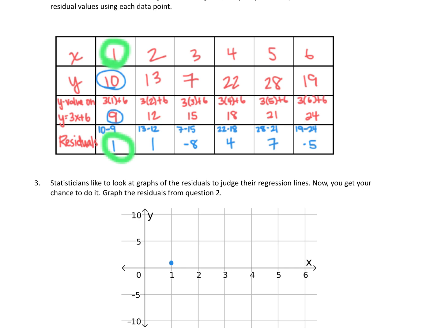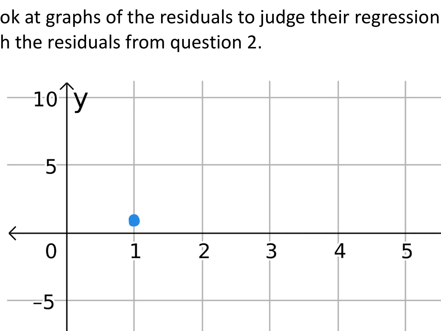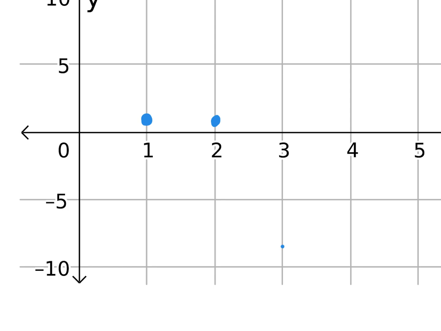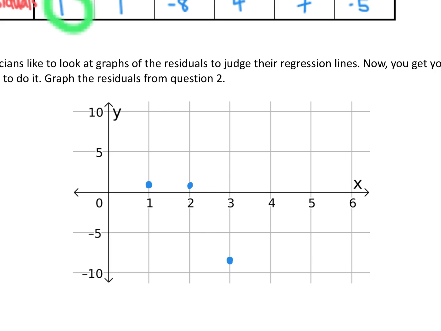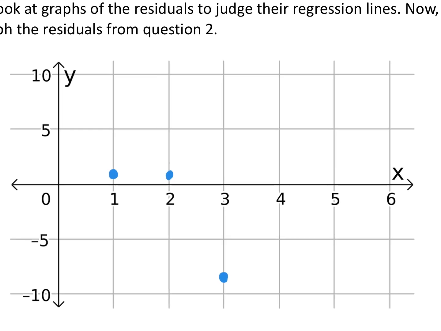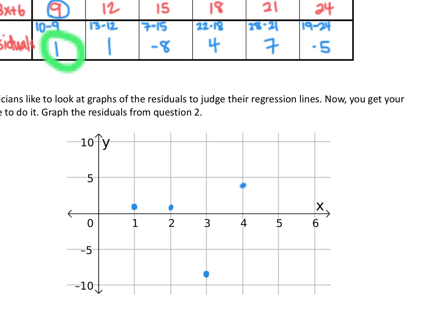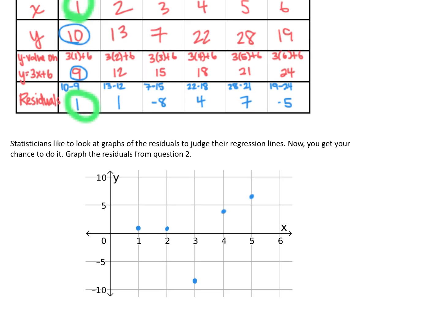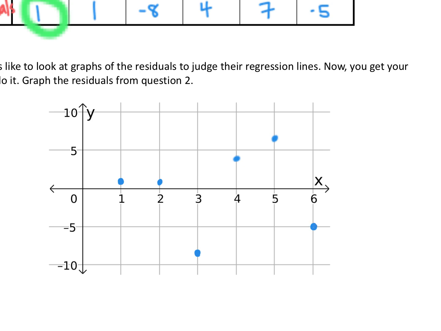And then at 2, our residual is also 1, so put it there. At 3, our residual was -8, so it goes all the way down here. A little bit lower, I think. Yeah, a little bit lower. Okay, at 4, our residual is, let me zoom out a tiny bit, 4, so that's all the way up here. At 5, our residual is 7. And then at 6, our residual was -5 right there. So that is what our residual plot would look like.